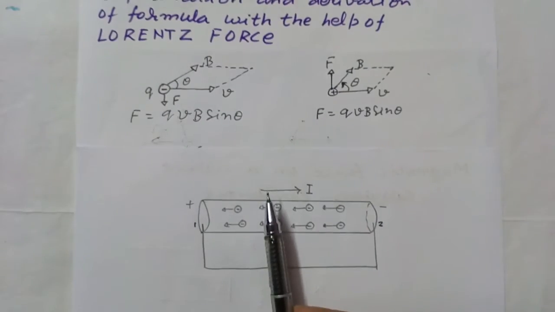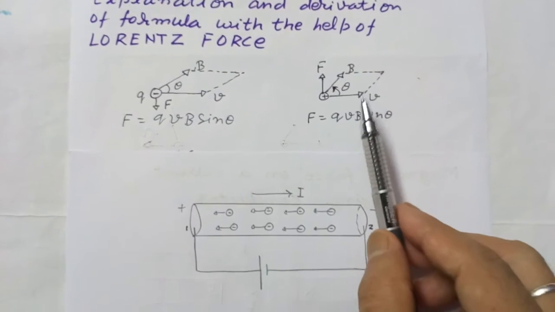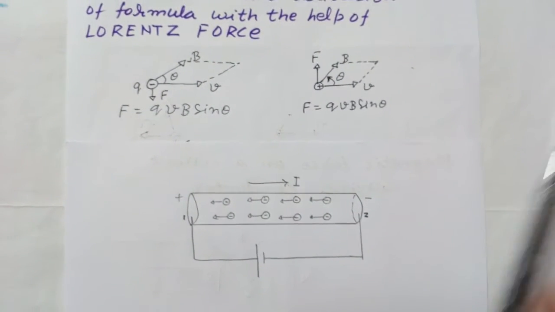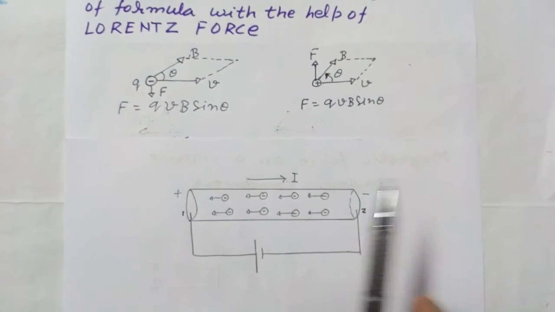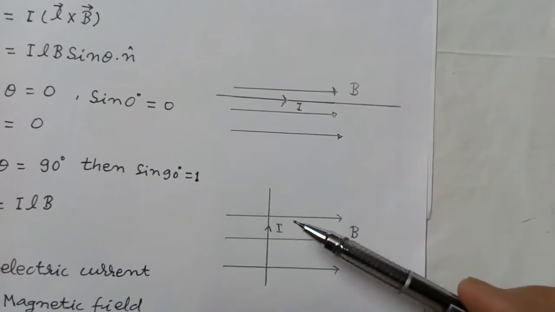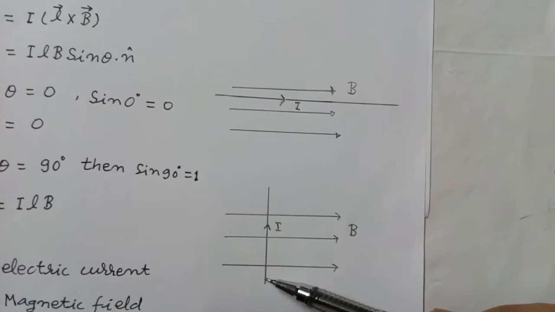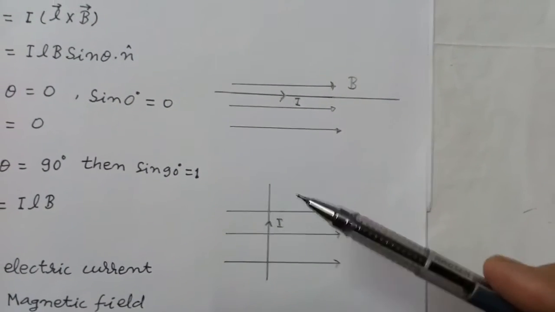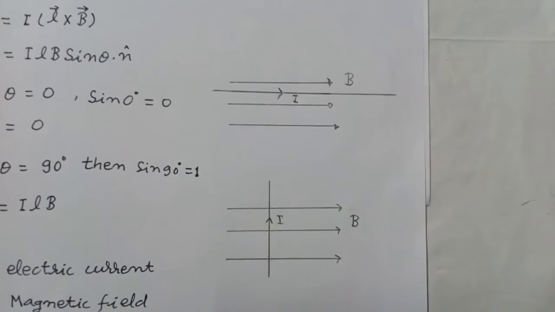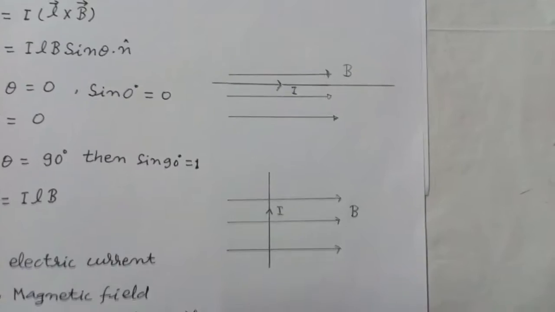So take direction of current I, then with the help of this diagram we can calculate current. Now direction of electron is perpendicular to magnetic field. Suppose electrons are moving from this side to this side, so current is in this direction. Now each electron is experiencing force, so we will calculate number of electrons in given volume.